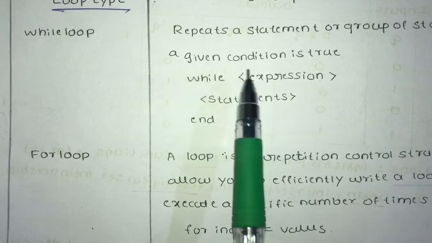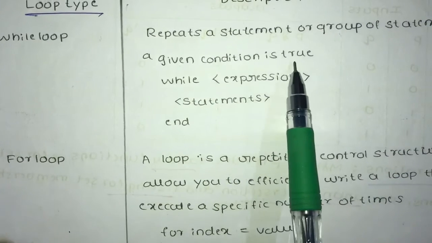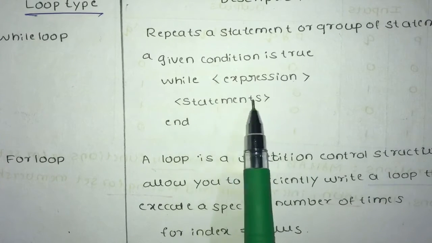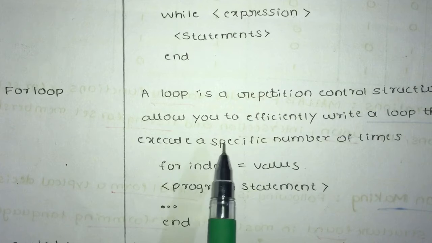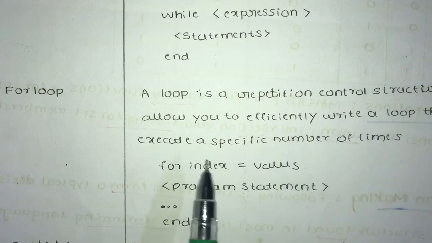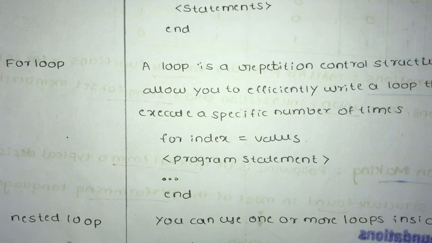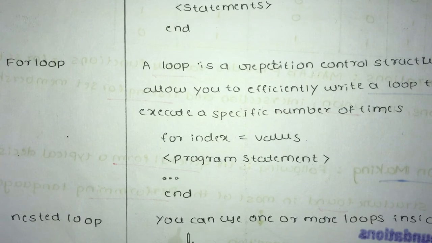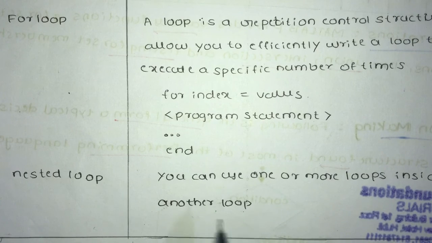What is a while loop? This is similar to the C program you have learned. It repeats a statement or a group of statements while a given condition is true. Until the condition is false, it will repeat. While expression, statement. A for loop is a repetitive control structure which allows you to efficiently write a loop that needs to execute a specific, fixed number of times. The syntax: for index equal to values, program statements. And nested loops: we can use one or more loops inside any other loop. So a nested loop is a loop inside a loop. So this is regarding MATLAB.